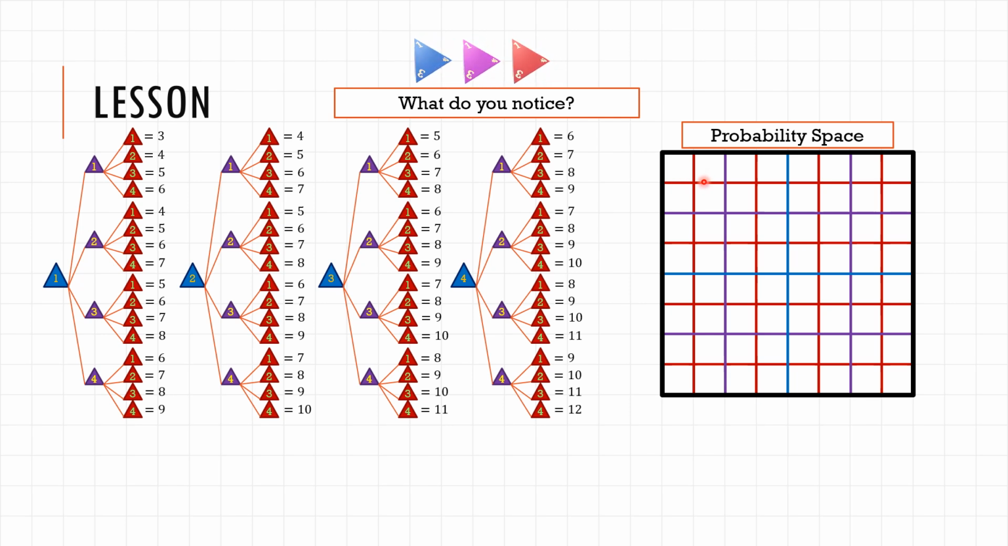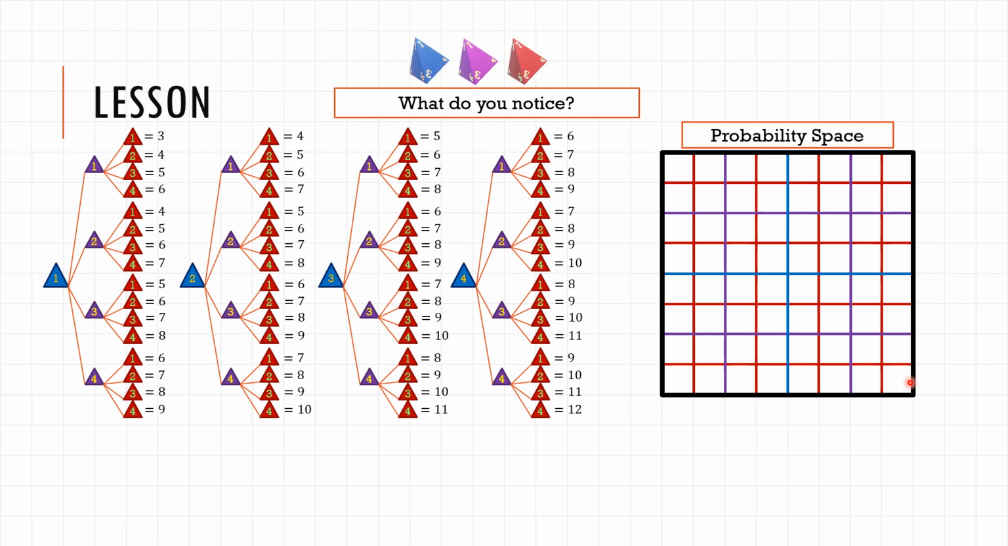So I might say that this square right here is like rolling a 1 on the blue dice, a 1 on the purple dice, and a 1 on the red dice. So this square right here is like getting a roll of 3. Whereas this square over here would be like getting a 4 on the blue dice, a 4 on the purple dice, and a 4 on the red dice for a total of 12.